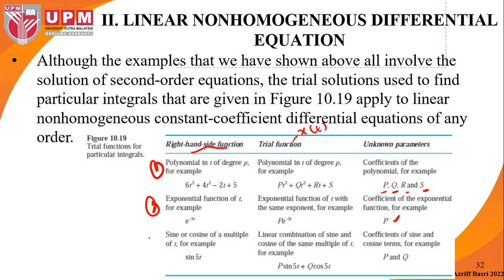But if your right hand side is a sine or cos, something like that, say you get sine 5t, you use this one: p sine t plus q cos t. So your coefficients are p and q. Okay, so we can summarize: it depends on the right hand side of the equation.